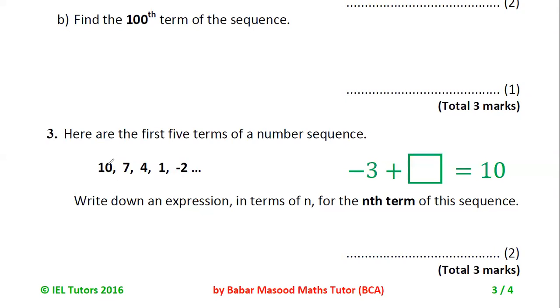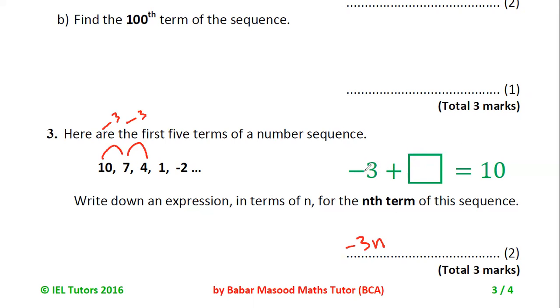Let's move to question number 3. The sequence is 10, 7, 4, 1, -2. And the term to term rule is take away 3 and then take away 3. So that's why I'm going to write -3n. And then -3 plus a box will be equal to the first term, which is 10.